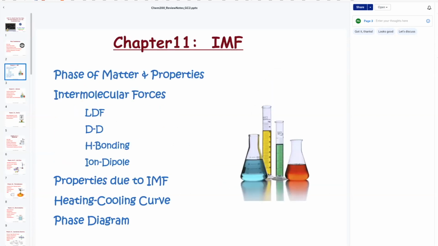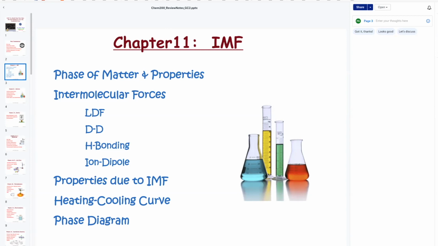In Chapter 11, these are the important high points that you need to understand, that you also covered in Chem 200: phases of matter, the solid, liquid, gas, and then of course there's actually a fourth phase, plasma.